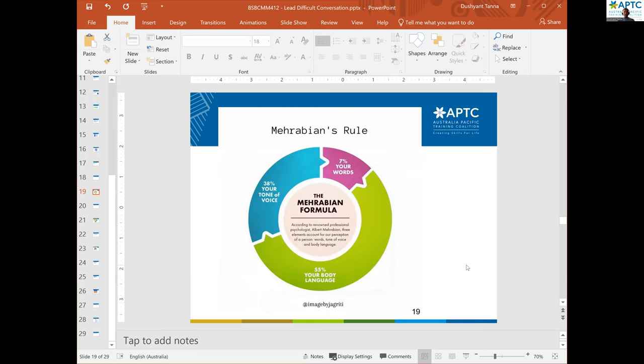Okay, so this is Mehrabian's rule, where it's saying that 55% is your body language, 38% is your tone of voice, and 7% is your words. Okay. So whenever you are having a difficult conversation, consider your body language. Like in a video conference, it's a bit different setting to express body language because I have to be close to the laptop and, you know, with a wireless handset, and there's a lot of requirements.